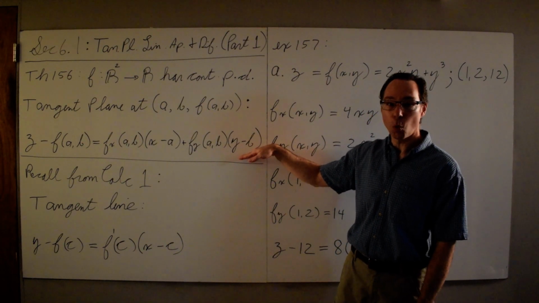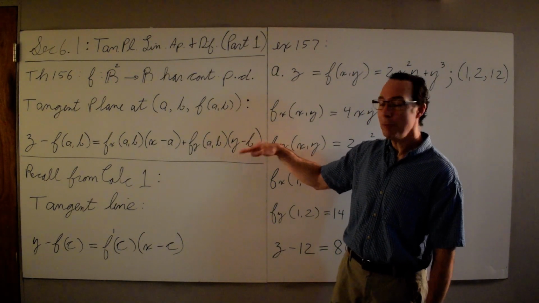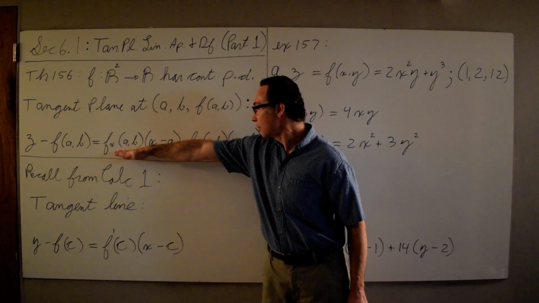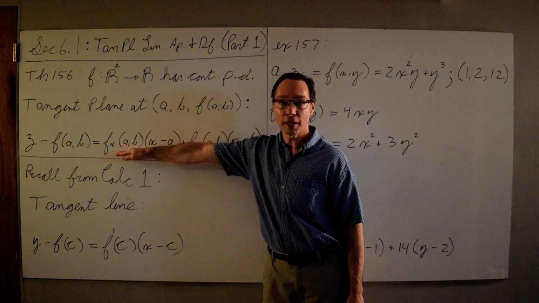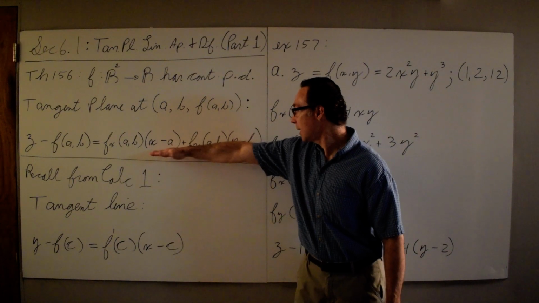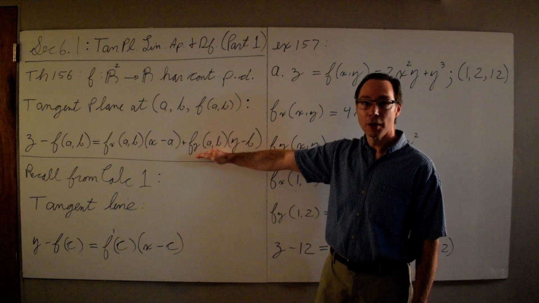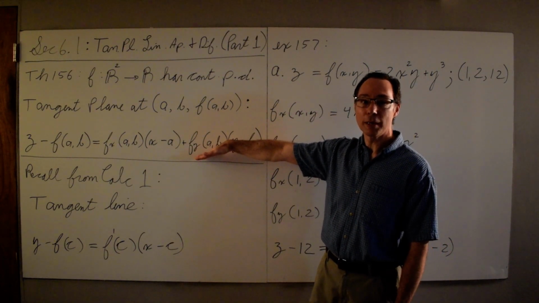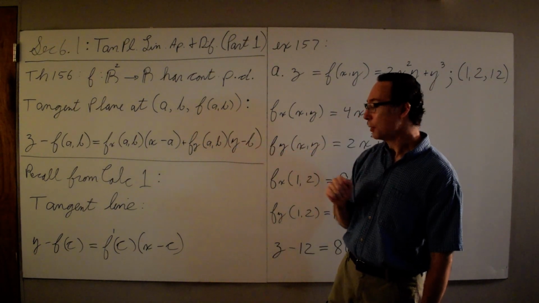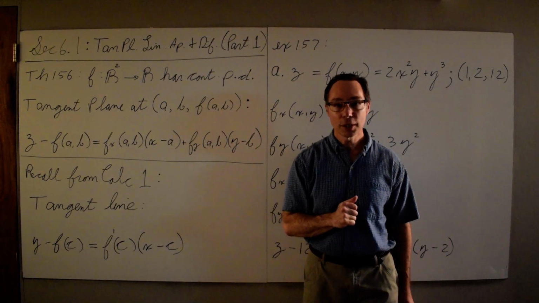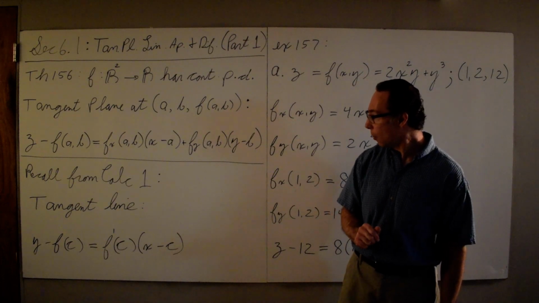z minus the z coordinate, so z minus f of ab, is the partial derivative with respect to x evaluated at ab times x minus a, plus the partial derivative with respect to y evaluated at ab times y minus b. Now this is similar to something that you already know.